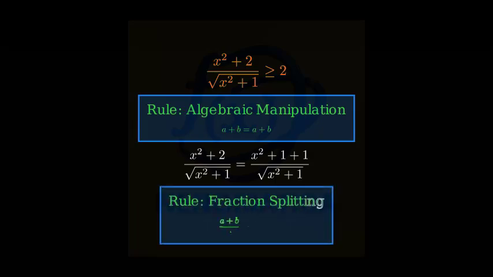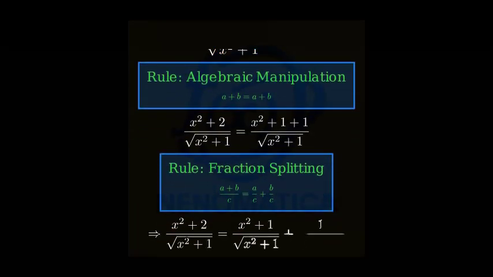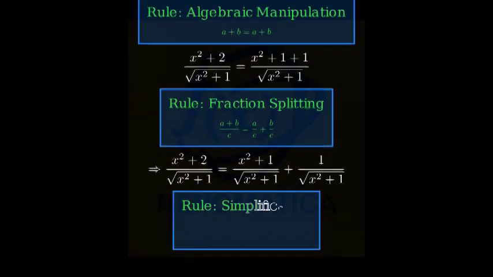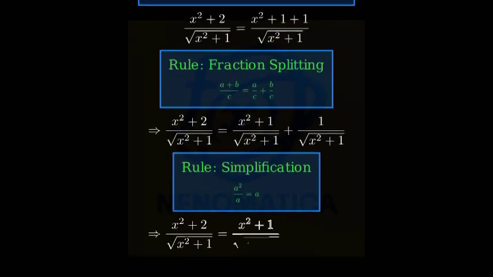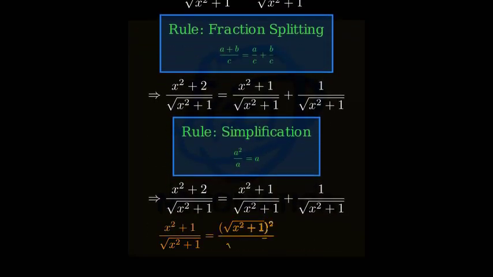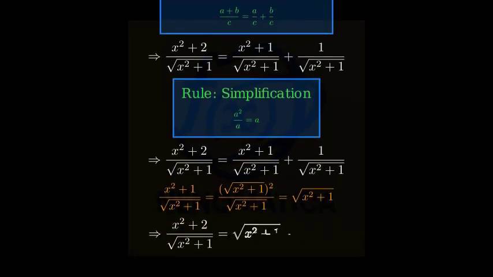Now, we can split this fraction into two parts. The first part will be x squared plus 1 over the square root of x squared plus 1, and the second part will be 1 over the square root of x squared plus 1. Let's simplify the first fraction. The numerator x squared plus 1 can be rewritten as the square root of x squared plus 1 squared. This allows us to simplify the fraction to just the square root of x squared plus 1.